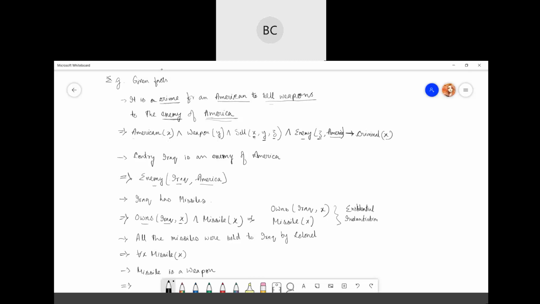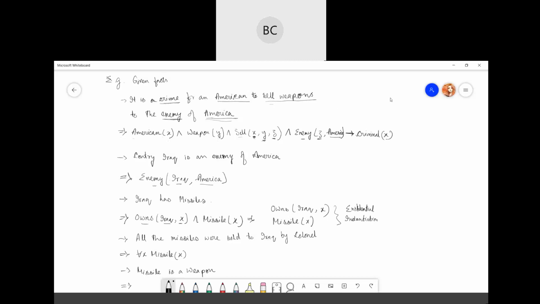country, correct? So we take another relationship, sell. So Sells(X, Y, Z). We just read it as X sells Y to Z. Now we have another relationship: Z is the enemy of America. So I just wrote Enemy(Z, America). So if all these things hold, then it's a crime. So next I just wrote Criminal(X).